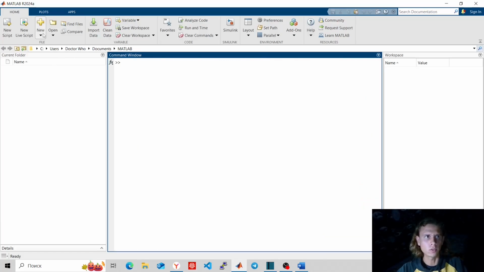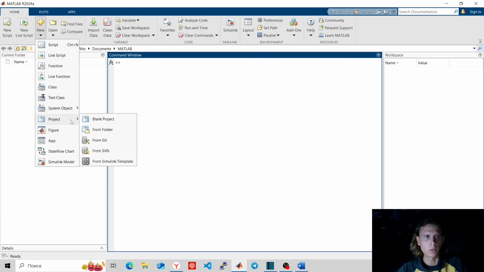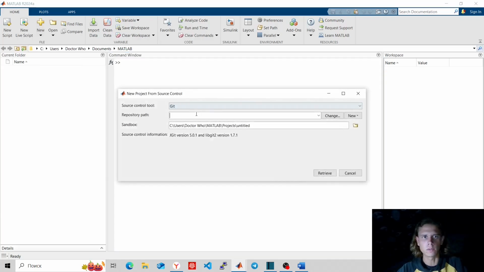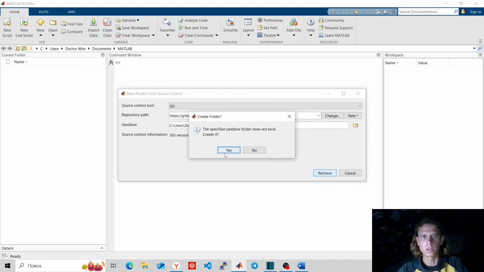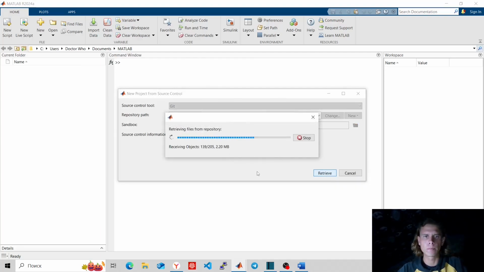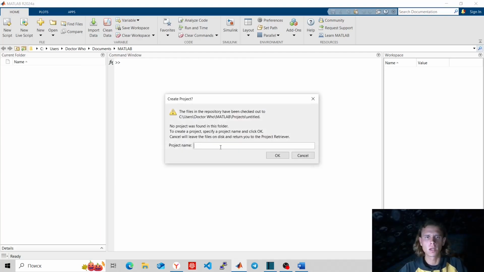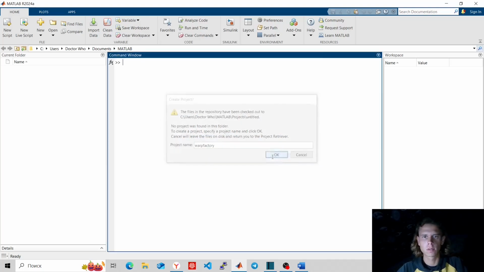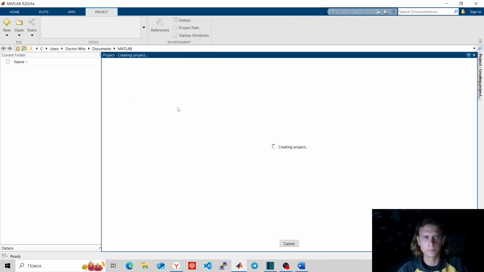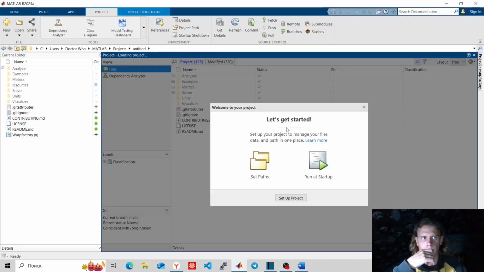We have to press New Project from Git. We have to paste our link right here and retrieve, yes. We need to name the project Warp Factory. Done. Creating a project. Nice.